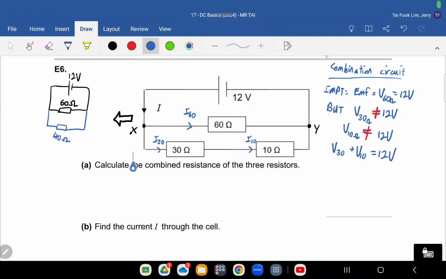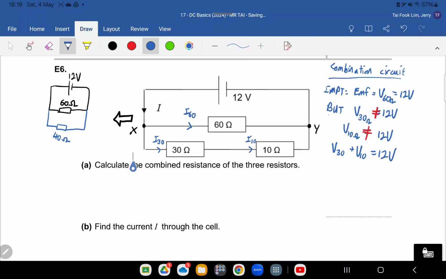Let's look at this circuit. This is a combination circuit, 12 volts, 60 ohm, 30 ohm, 10 ohm. Now, we are taking conventional current, where current is flowing from positive. At X, current splits into the current at the top branch and the current at the bottom branch.